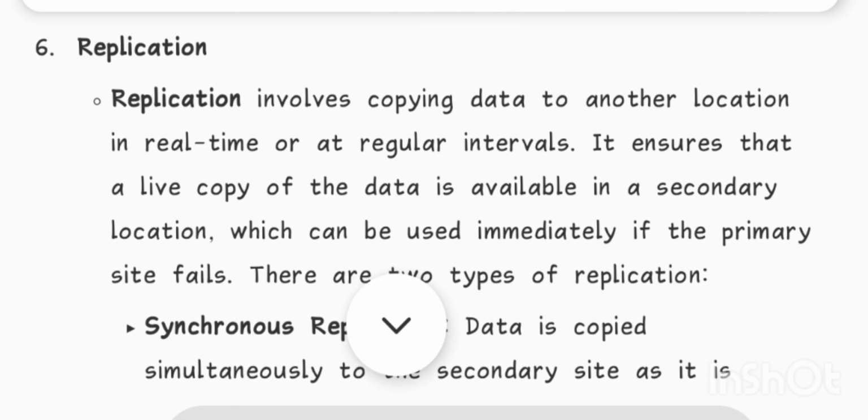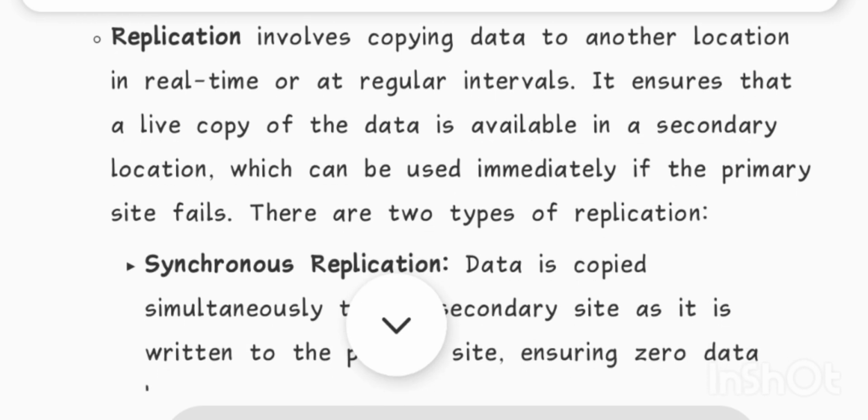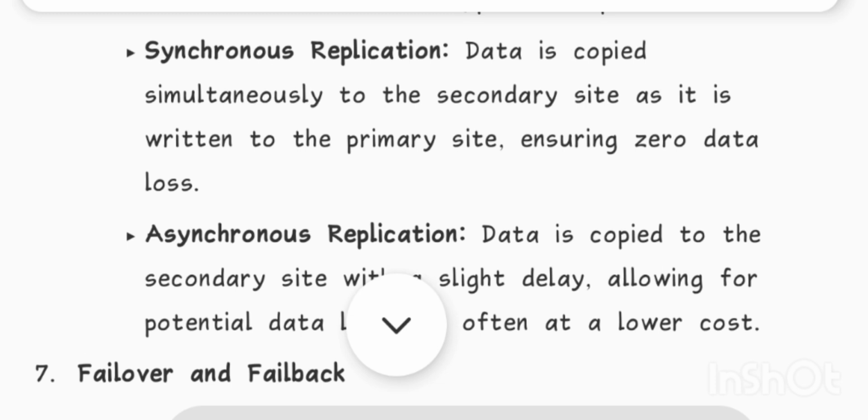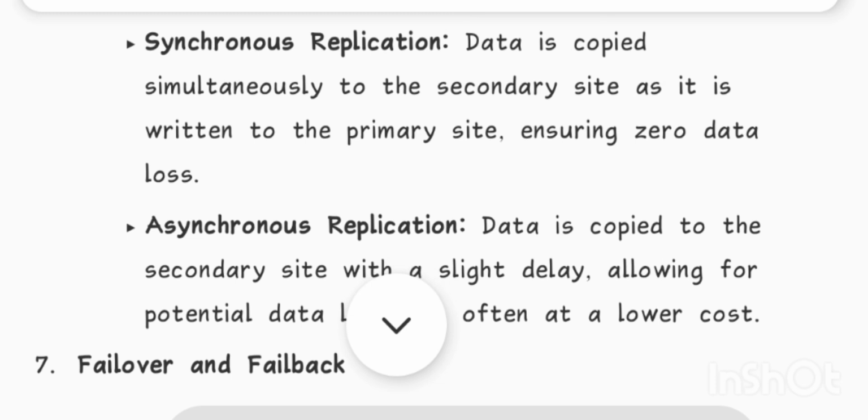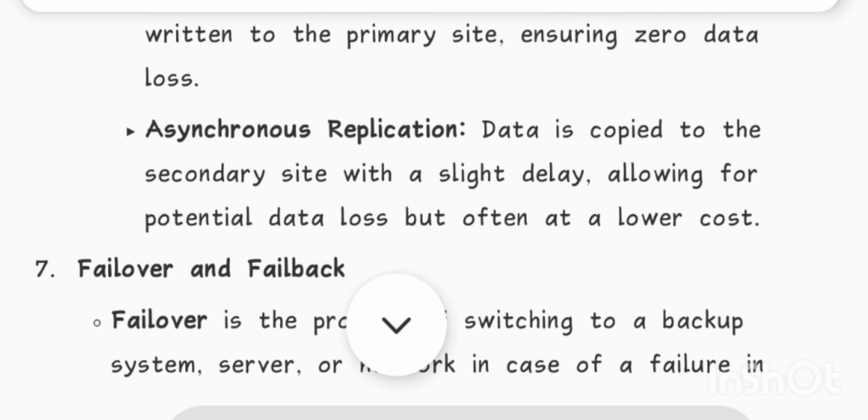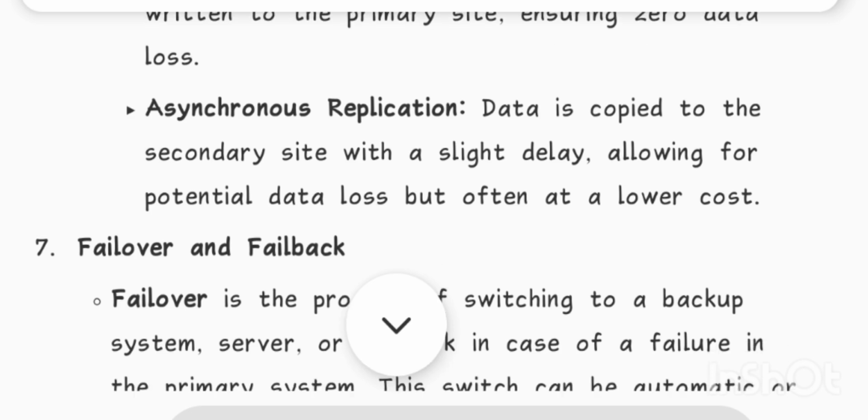6. Replication. Replication involves copying data to another location in real time or at regular intervals. It ensures that a live copy of the data is available in a secondary location, which can be used immediately if the primary site fails. There are 2 types of replication. Synchronous replication. Data is copied simultaneously to the secondary site as it is written to the primary site, ensuring zero data loss. Asynchronous replication. Data is copied to the secondary site with a slight delay, allowing for potential data loss, but often at a lower cost.